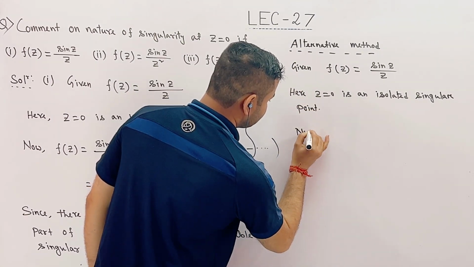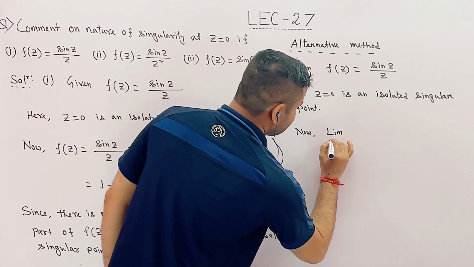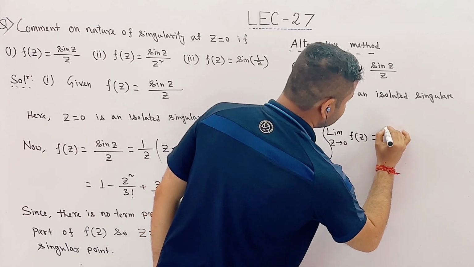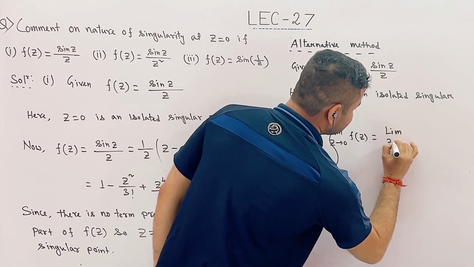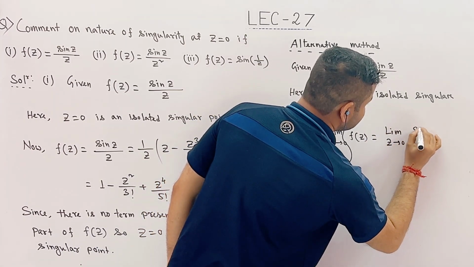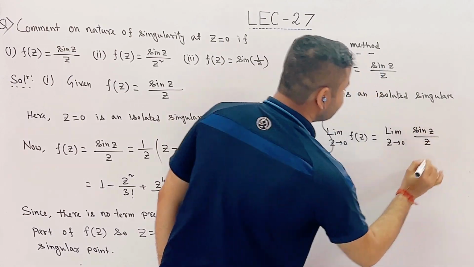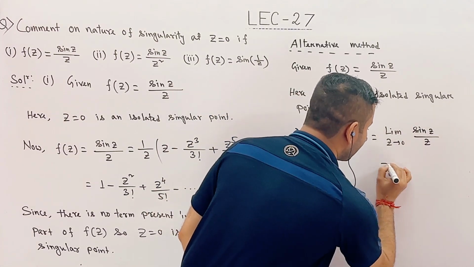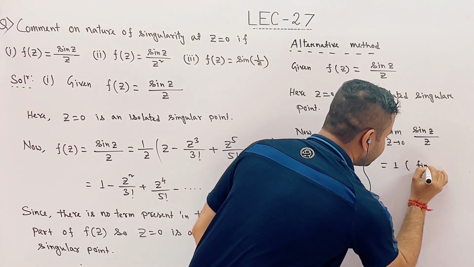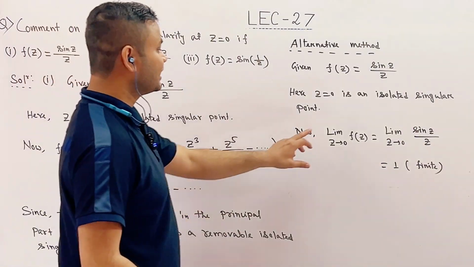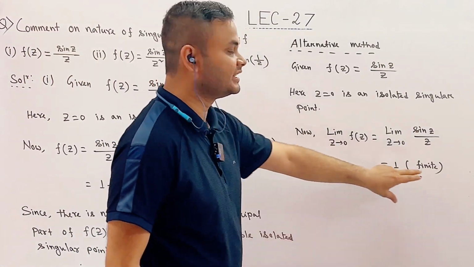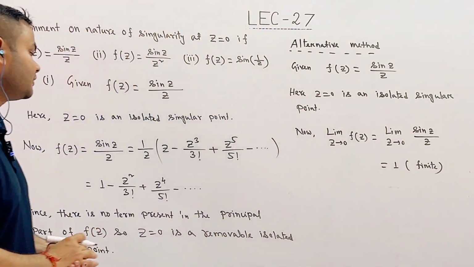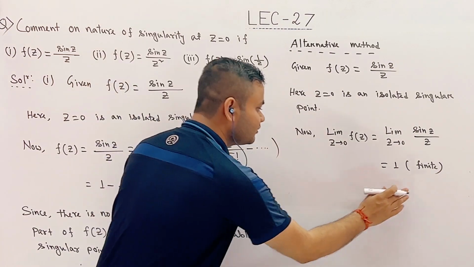Now, limit z tends to 0, f of z is equal to limit z tends to 0 sin z divided by z. We know limit z tends to 0 sin z divided by z is always 1, which is a finite quantity. Since limit z tends to 0 f of z is a finite quantity, so we can say that z equal to 0 is a removable isolated singular point.